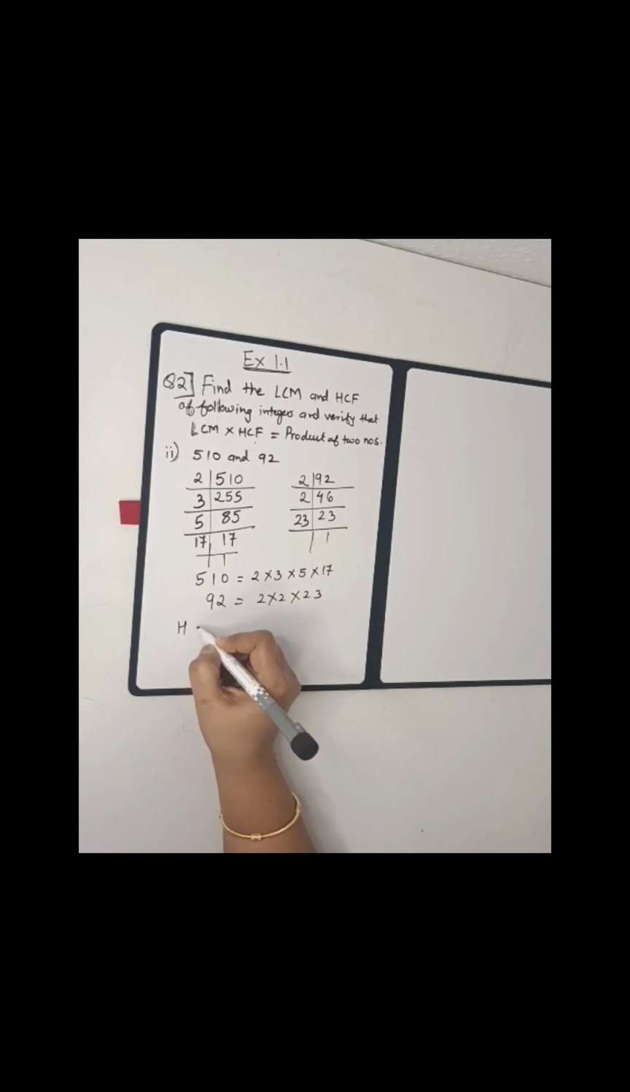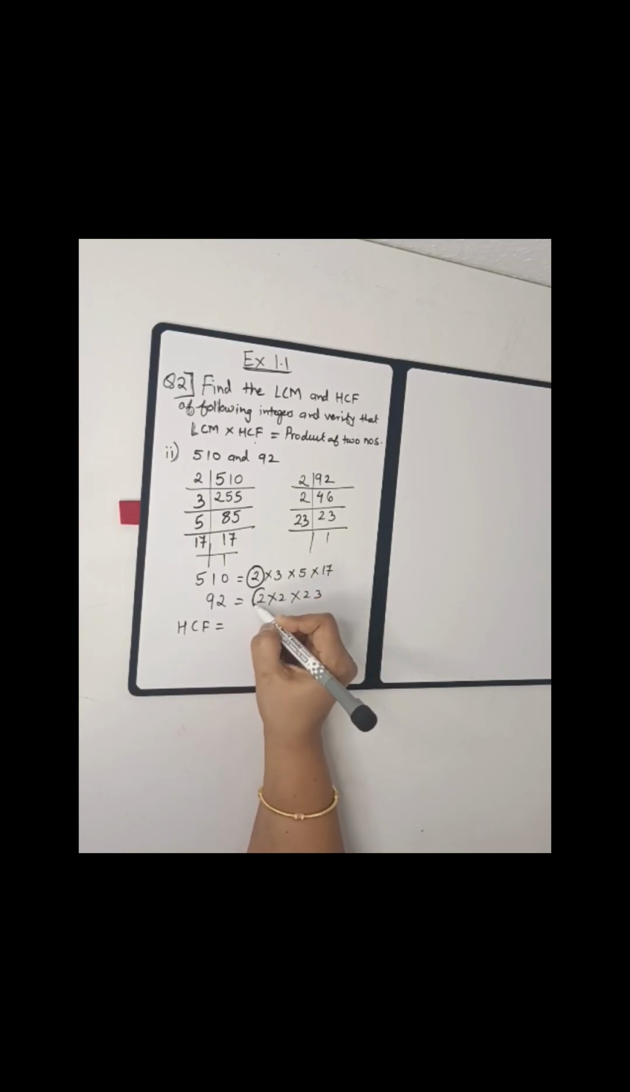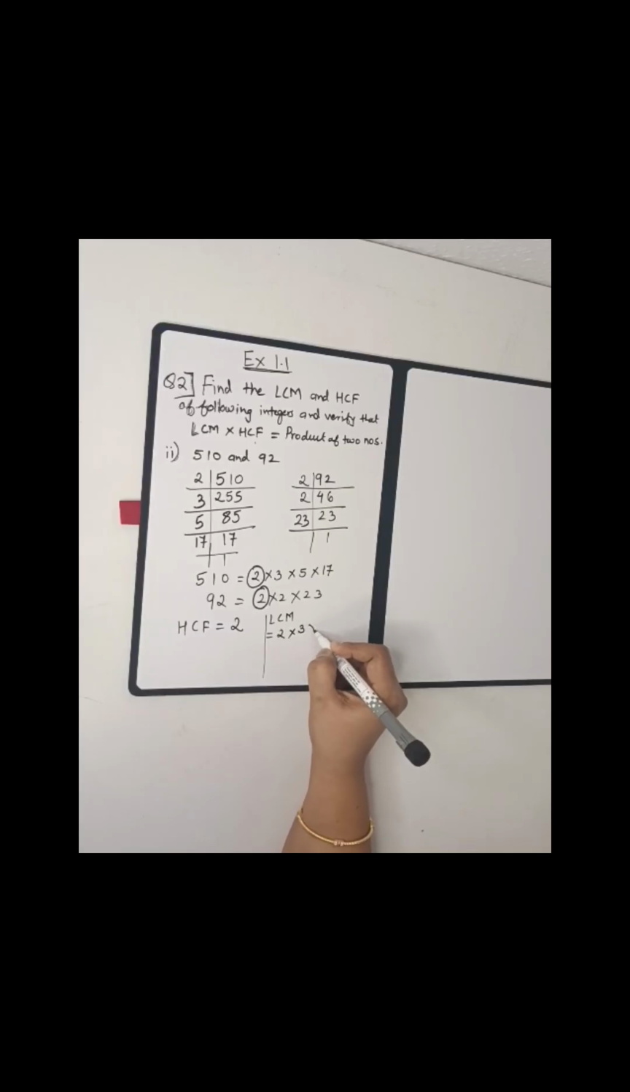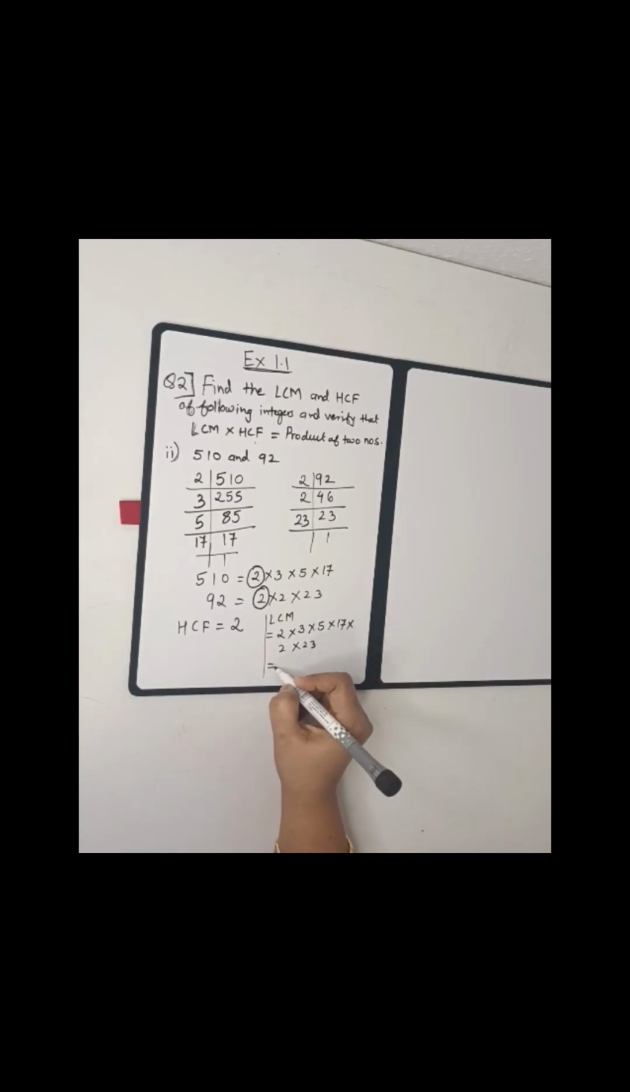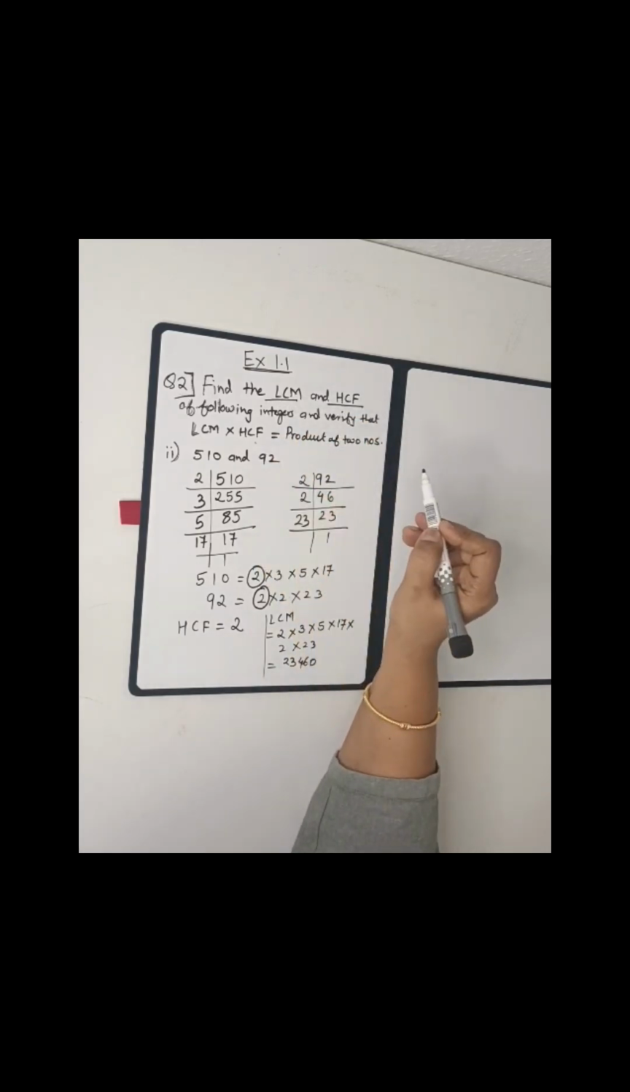So if I have to see now the HCF, that is the highest common factor, I will see the common number between the two, which is 2. So HCF is 2 itself. And then we have to see the LCM. We will take the common number, which is 2, and you will also take all the left out numbers. So if I multiply all these numbers, I am getting 23,460. Okay, so finding LCM and HCF is done.